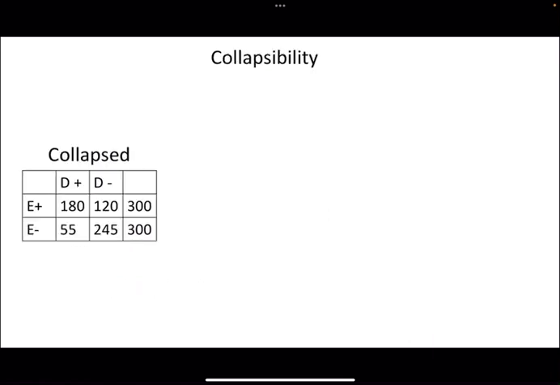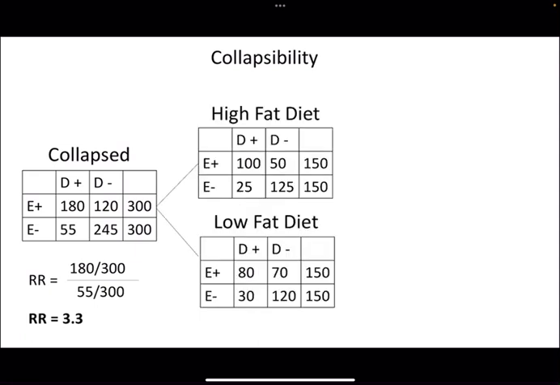Another thing to consider is collapsibility. A lot of people don't like the odds ratio and look for situations where the odds ratio approximates the relative risk. And one of the main reasons for this is something called collapsibility. So just to show what that looks like, we have this collapsed 2 by 2 where we have the exposure positive and disease positive group. Exposure positive and exposure negative. We find the relative risk in this group, 180 divided by 300 divided by 55 divided by 300. We get 3.3.